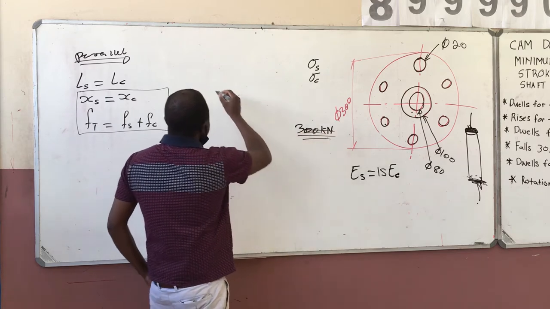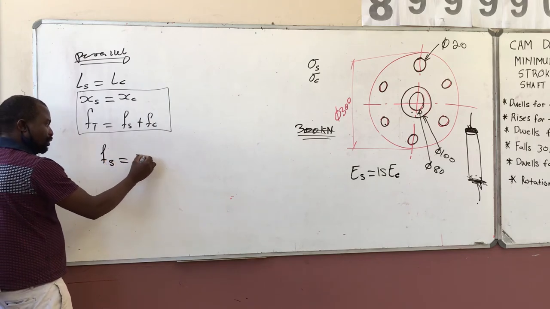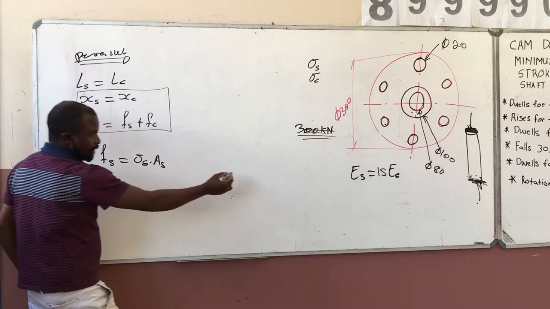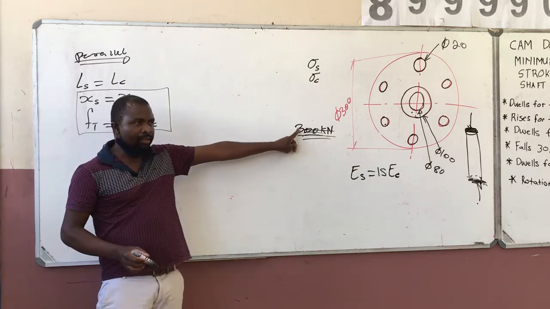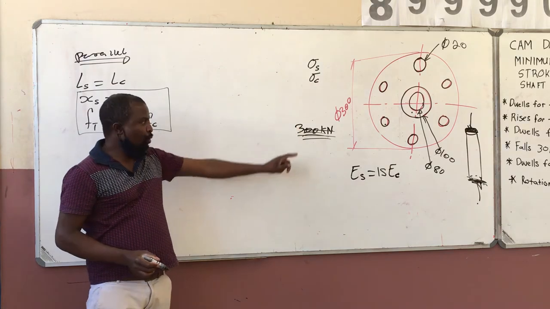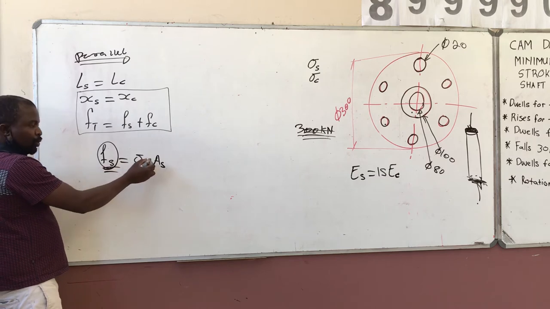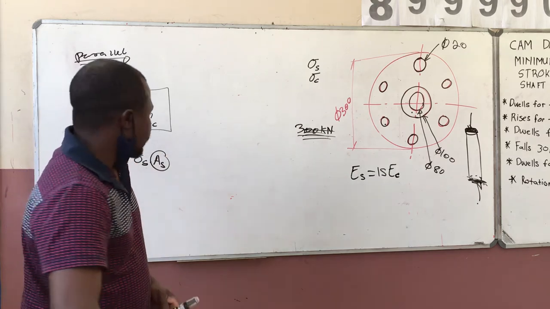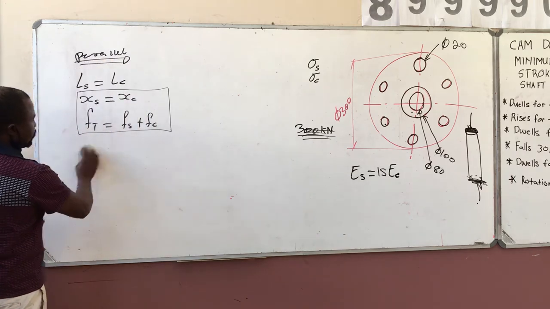We cannot just say F steel is equal to stress of steel times area of steel. We cannot just take this one and substitute here. This one is the total. So we should find F_S, and we should also find that one. So let us calculate from the two.